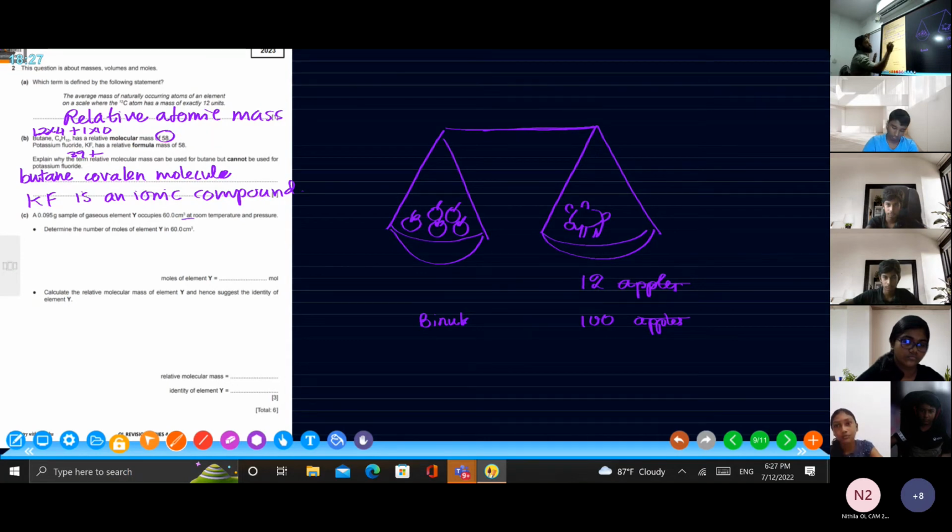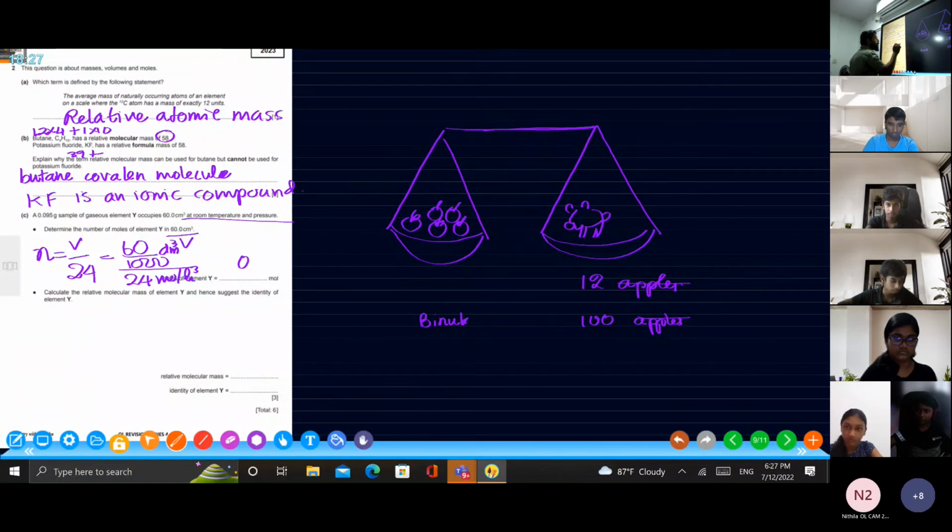Room temperature and pressure, and the volume is given. So we need V over 24. I can find 60 divided by 1000 divided by 24, because you need everything in dm cubed in the calculations. So moles per dm cubed. Your answer would be 0.0025 moles. So this is the number of moles.